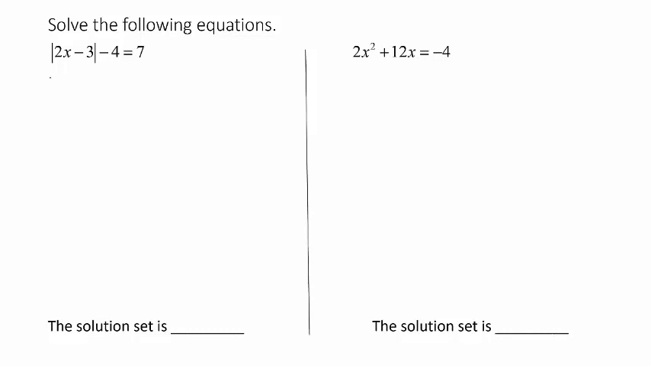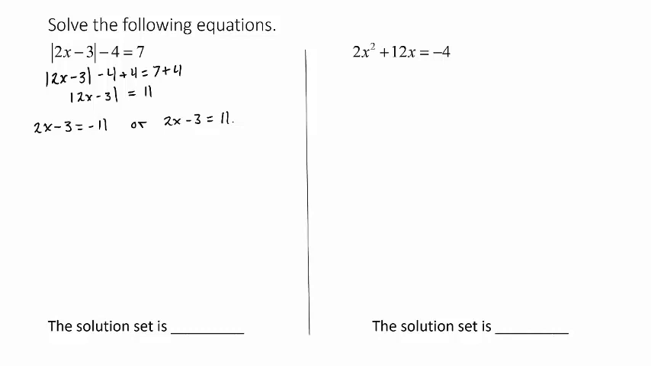So I'm going to have absolute value of 2x minus 3, minus 4, plus 4, equal to 7 plus 4. Okay, so I'll have absolute value of 2x minus 3 equal to 11. Now that I have the absolute value equal to a number, I'm going to separate this into two equations and eliminate the absolute value signs in doing so. So I know that 2x minus 3 could be positive or it could be negative, right? So here's how we take care of that. We're going to have 2x minus 3 equal to negative 11, or 2x minus 3 equal to positive 11.